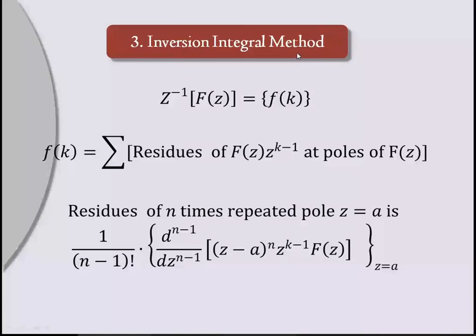Inversion integral method. Now what is this inversion integral method? Z inverse of F of z is given by f of k. How to get this f of k? F of k will be the summation of residues of F of z into z raised to k minus 1 at poles of F of z. Okay. Now what is this residue and what is a pole?